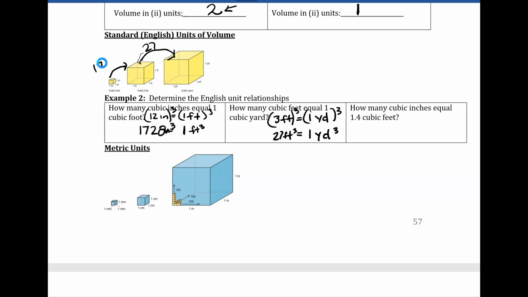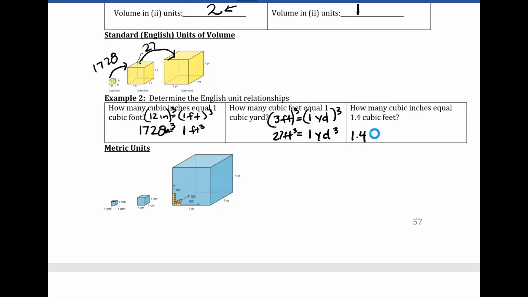And there's 1,728 of those little ones that fit into the middle one. And those aren't drawn to scale, if you're wondering how that's possible, because it doesn't look like it in the picture. So this last example: how many cubic inches equals 1.4 cubic feet?